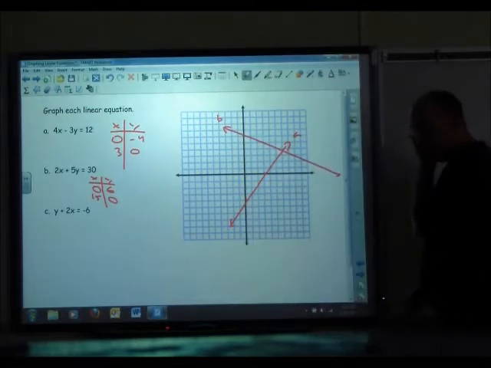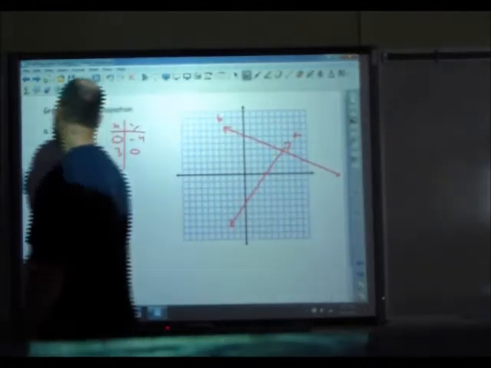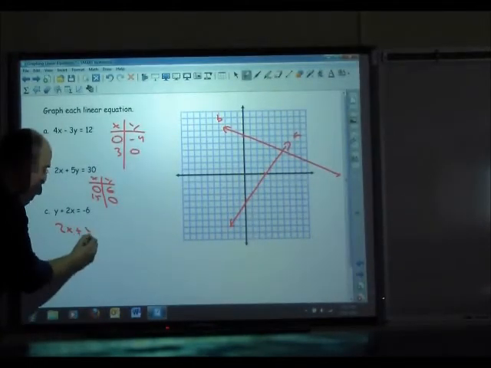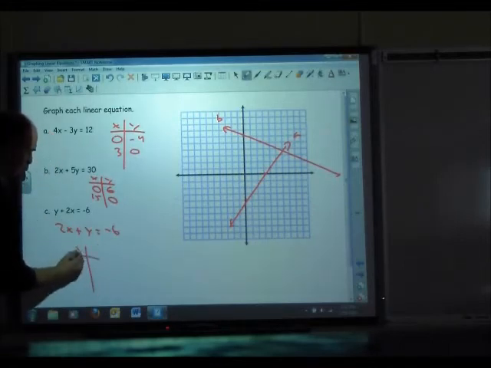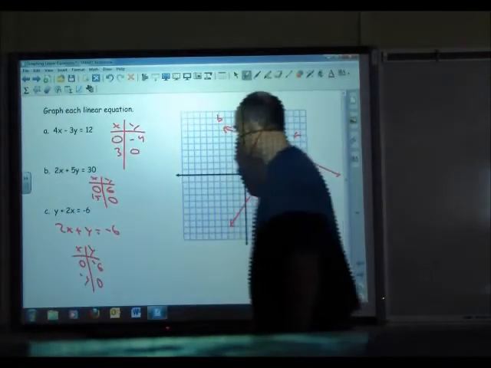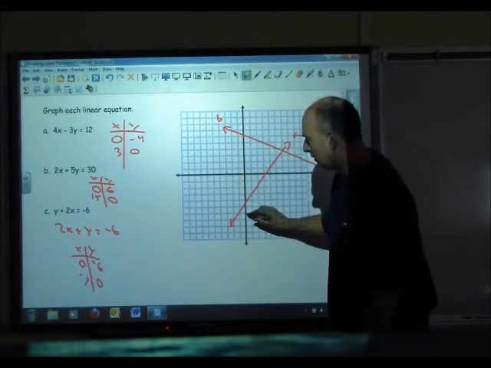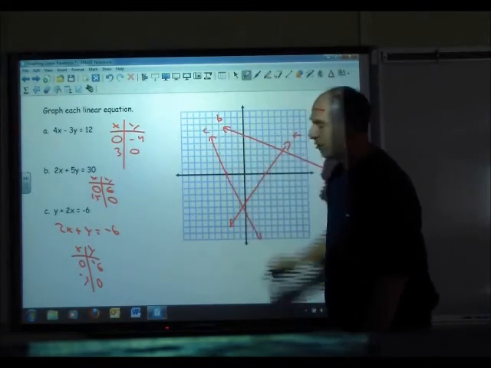Now if you look at letter C, it's in standard form, but it's kind of written out of order. You want the x and then the y. So I just rewrite it. 0 out x, the y-intercept is -6. 0 out y, the x-intercept is -3. And that would be the third line.